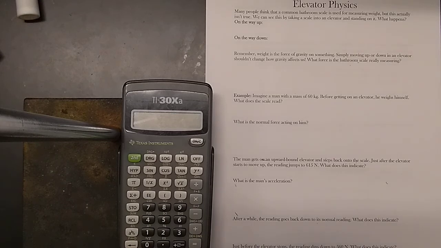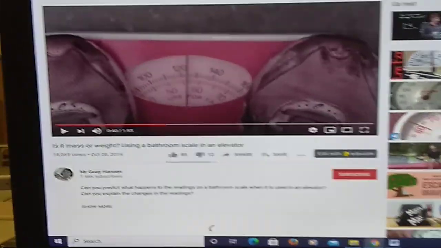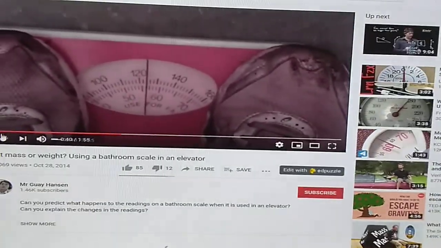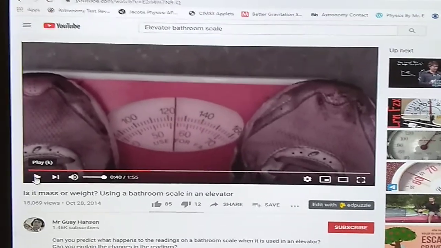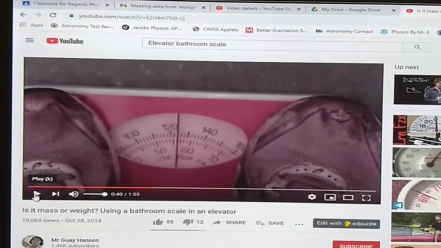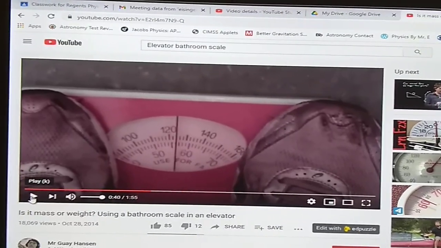This is something I found on YouTube. It's pretty good data. All it is is footage of a bathroom scale as a man is standing on it in an elevator. So I'm going to turn this so we can look at the video. We are cutting in about 40 seconds into the video. This is right at the beginning of the video. The guy's about to go from the ground floor upwards. So we're going to take a look at what the scale says, or what happens to the scale. Okay, so he's going from the ground floor up.